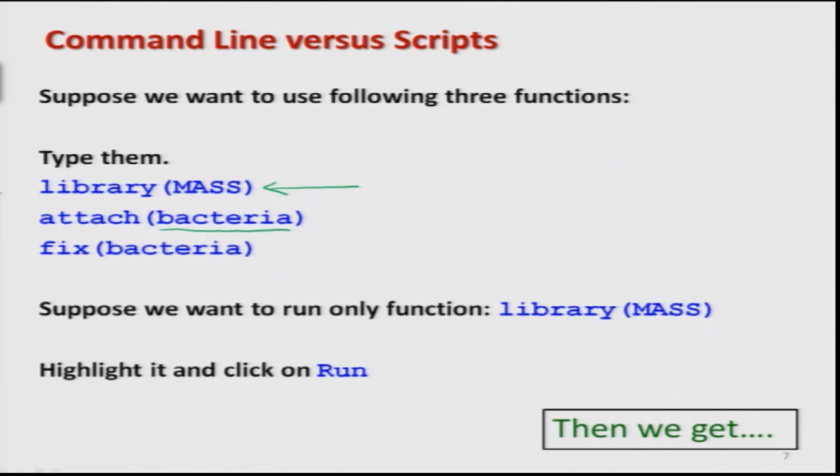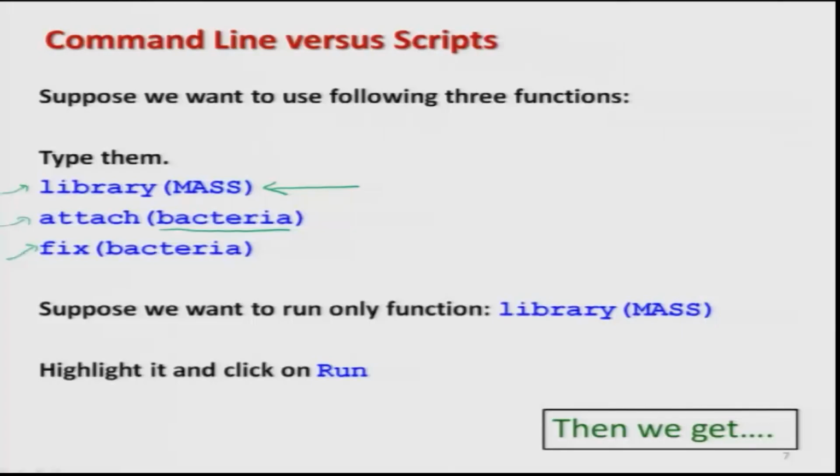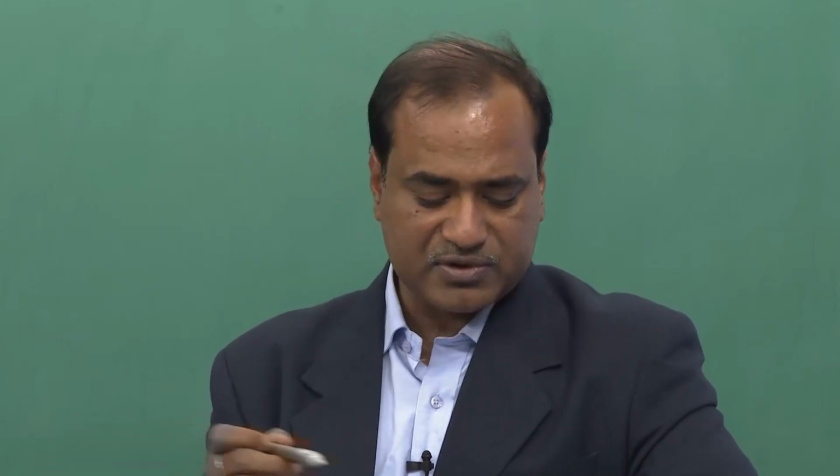So, I have to write down here 3 commands: library(MASS), attach(bacteria) and fix(bacteria) inside the brackets. Now obviously you will have another question: what is the meaning of attach and fix. So, again I would say that in the forthcoming lectures we will explain what these things mean. But here, as I said, my objective is simply to show you how to use the script line, command line and this RStudio. So, I have simply taken these 3 simple commands and I will show you how you can execute them.